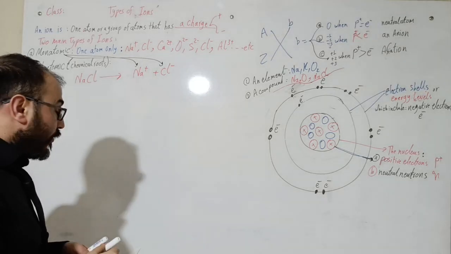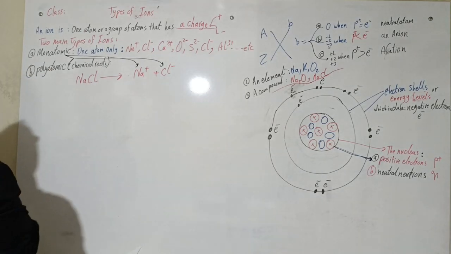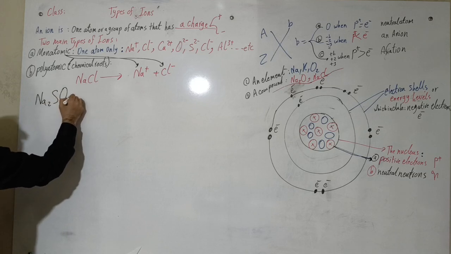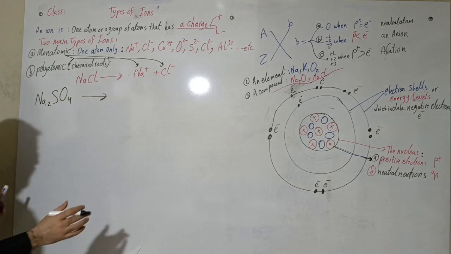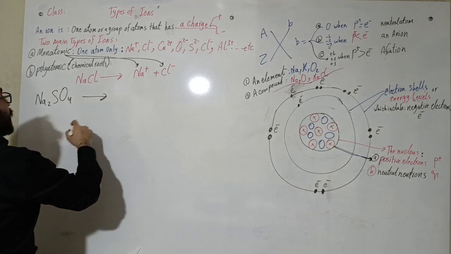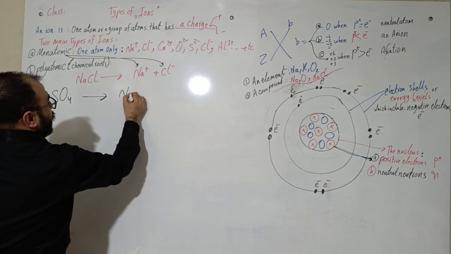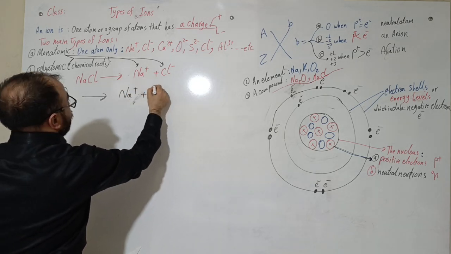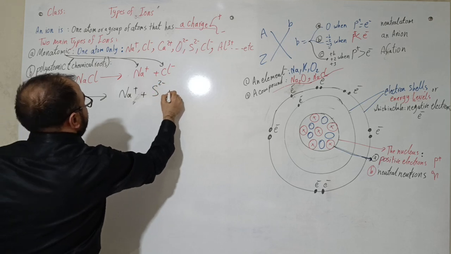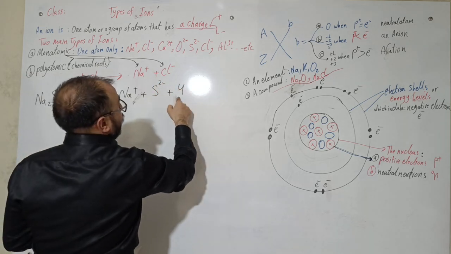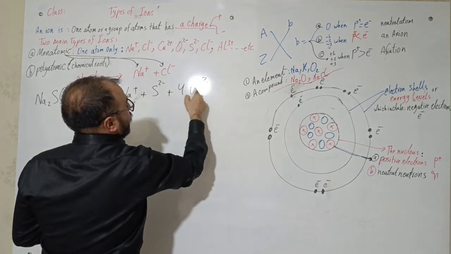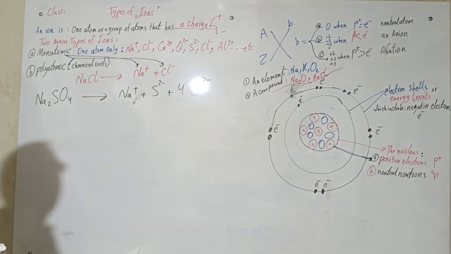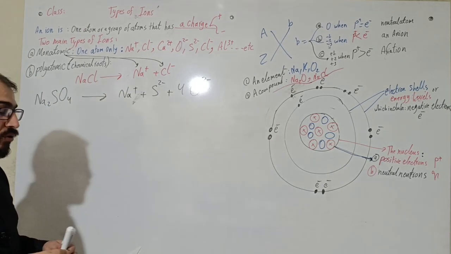When we took salts like sodium sulfate, some people thought that it's going to be dissolved this way: sodium alone plus sulfur alone plus 4 ions of oxygen, or 5 oxide ions, and this wasn't true.